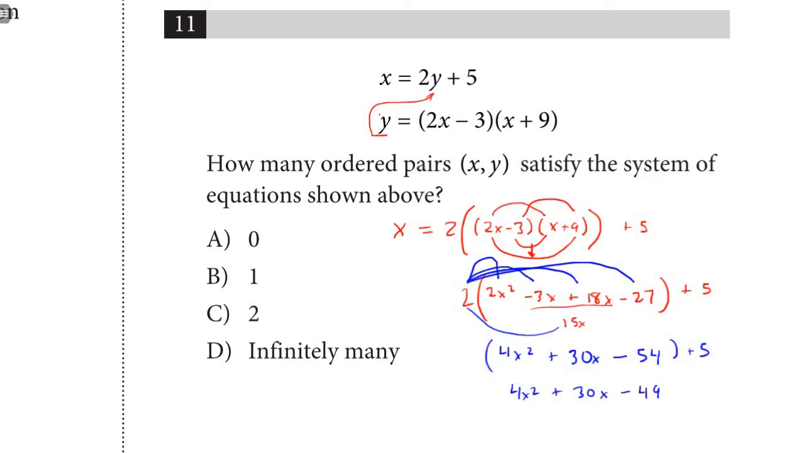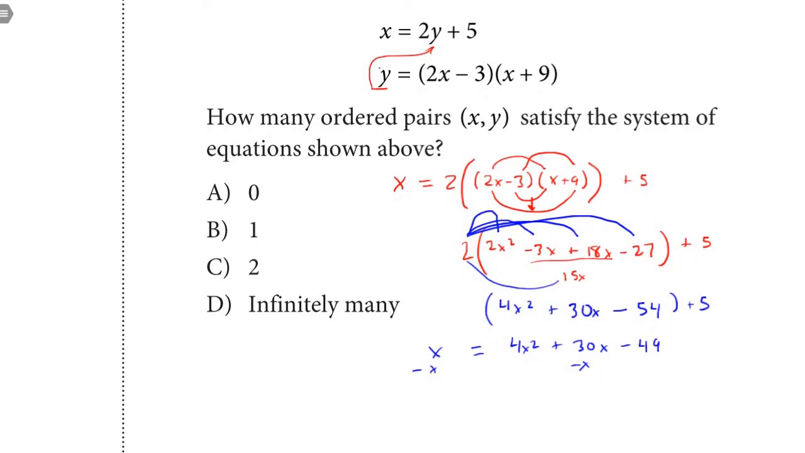Now let's not forget, all of this is equal to x. So if we subtract x from both sides, because we want all this to be equal to 0, then we can solve for x. So now we'll have 0 is equal to 4x squared plus 29x minus 49.